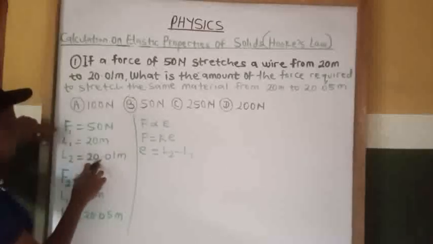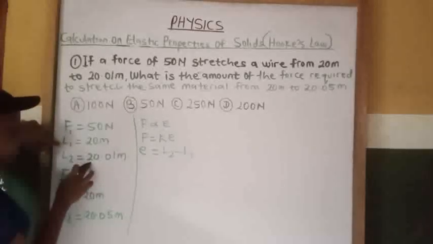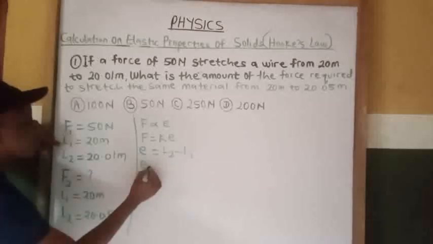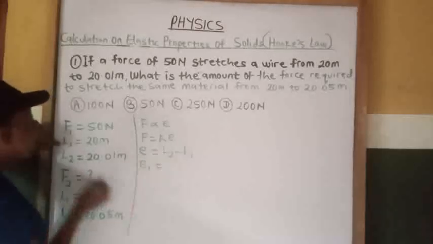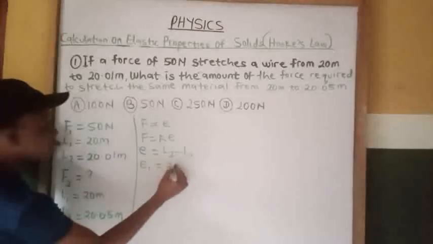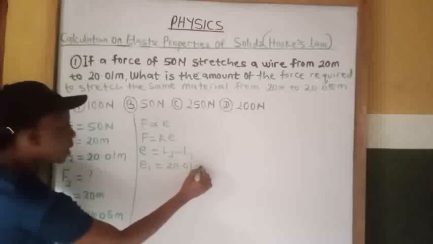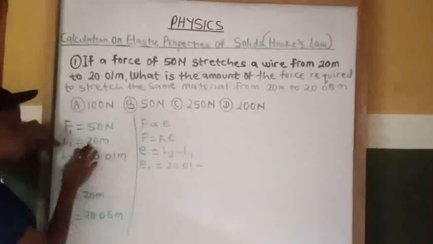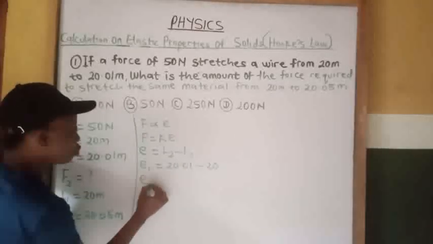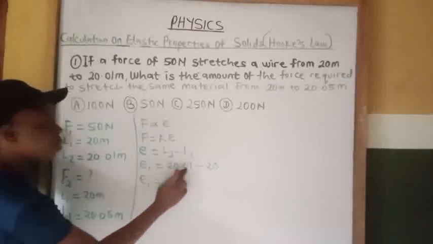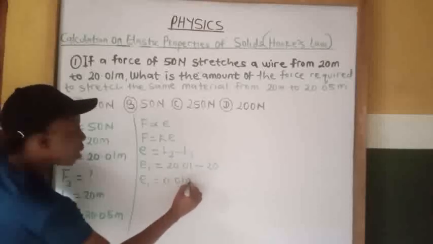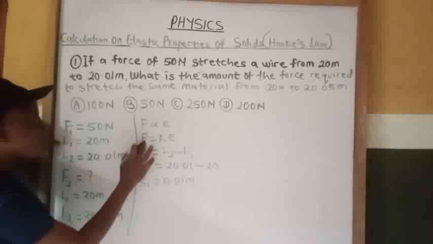So for the first one, let's calculate our change in length. Let's call it E1. E1 equal to the final length, 20.01, minus the original length, which is L1, that is 20. So our E1 will be equal to 20.01 minus 20, which will give us 0.01 meter.